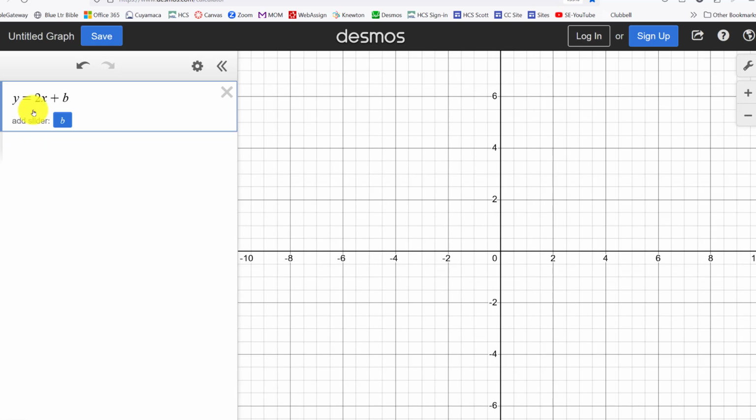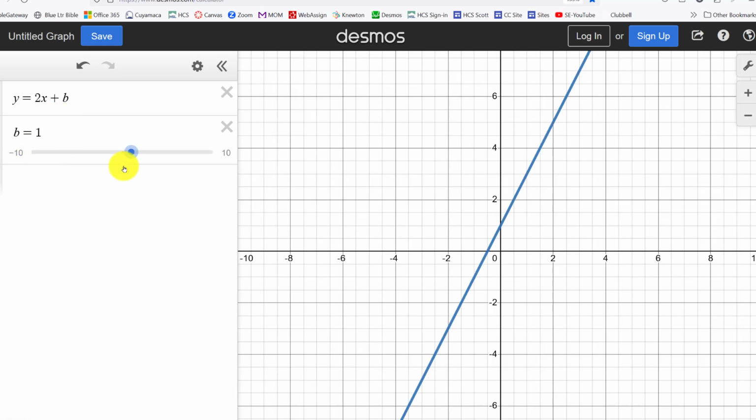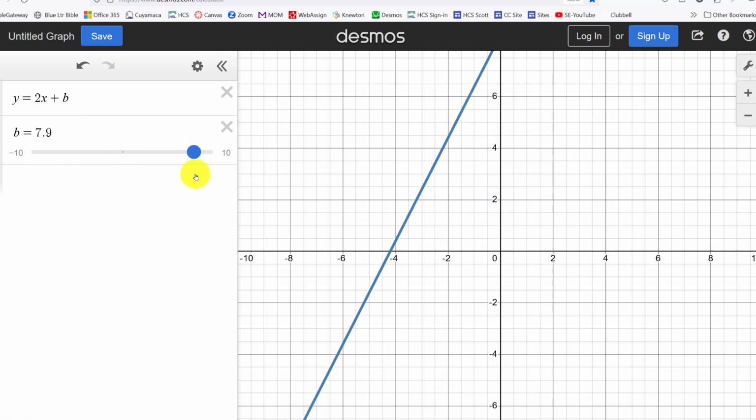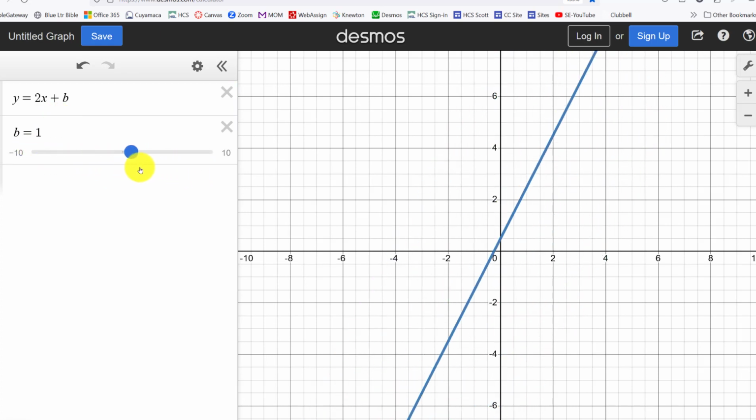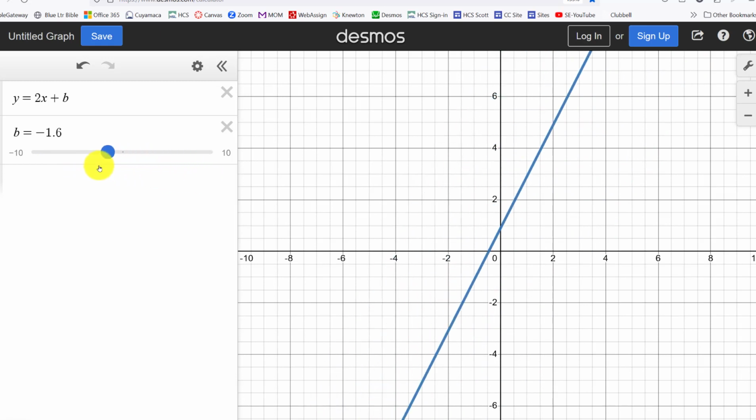Okay, so you can see I put Desmos in. I put the equation 2x plus b. Since I don't have a b number yet, the computer hasn't graphed anything. And I'm not going to do the slider thing. I mean, I could. And we see that the graph is moving. But what's not changing? They have the same slope, all of these lines.